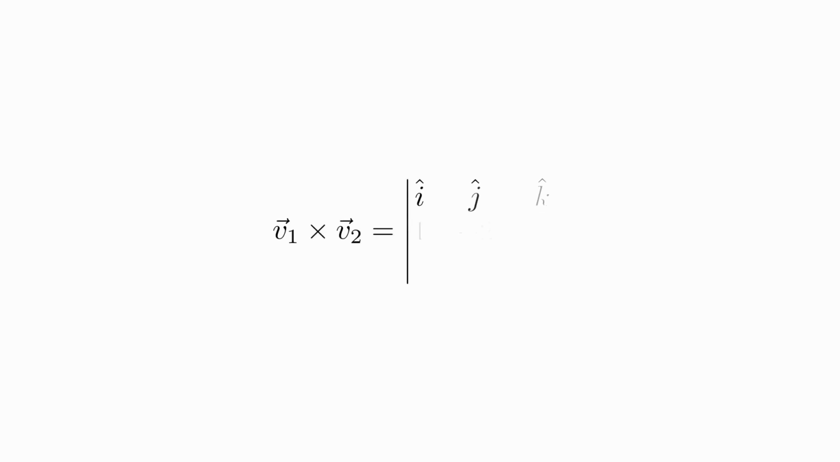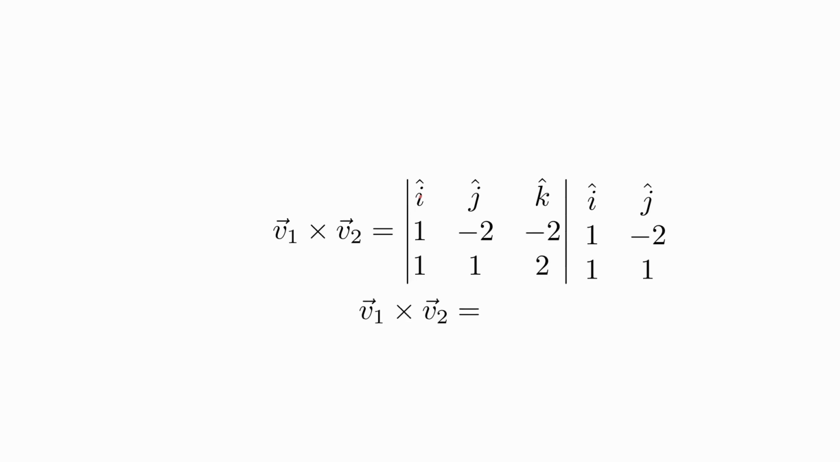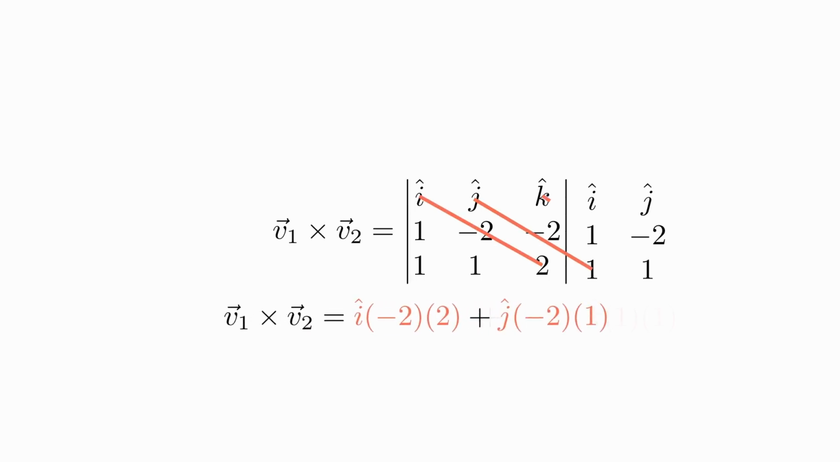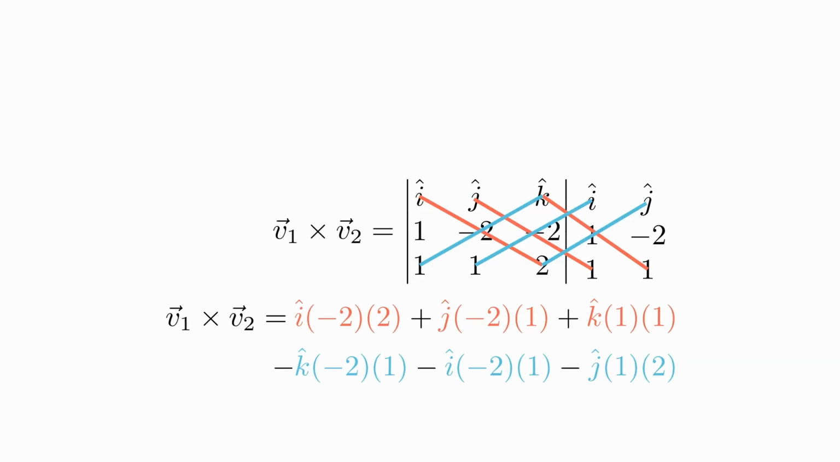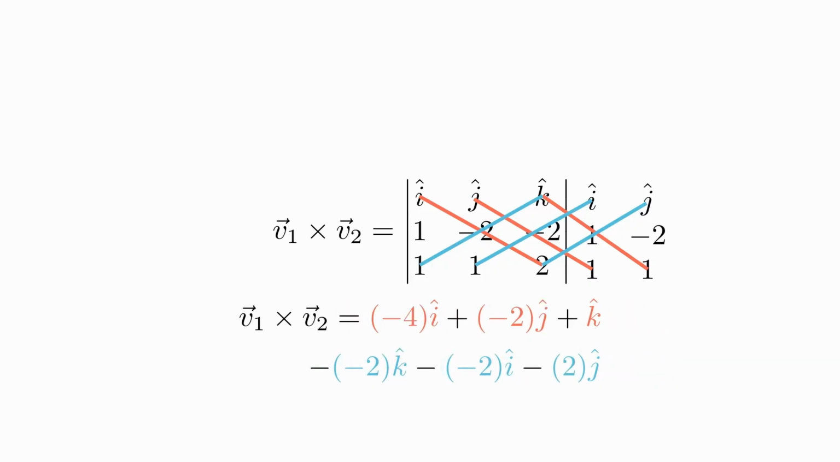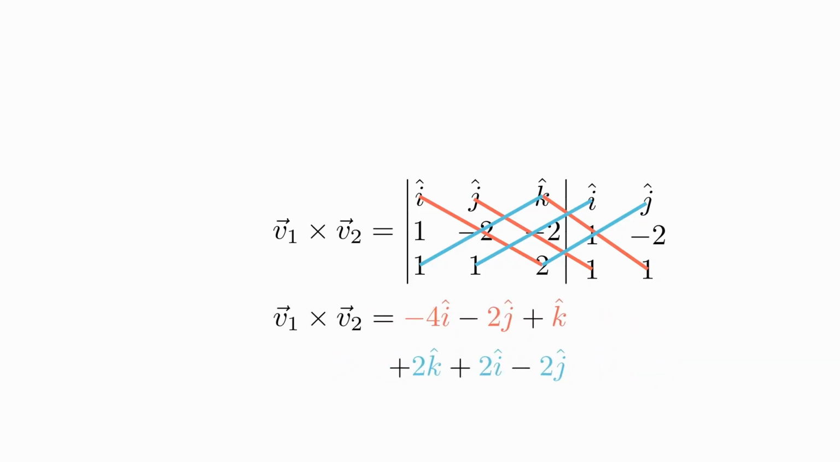Okay, back to that determinant. This method for taking a 3x3 determinant is known as the crisscross method. Take the first two columns of the matrix and extend it like this. Now we multiply the elements along each of these diagonal lines and add them together. Then we subtract the products found by drawing diagonal lines going the other way. Finally, just group all the like terms together and you're done.